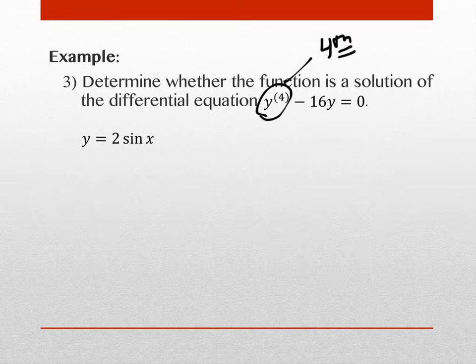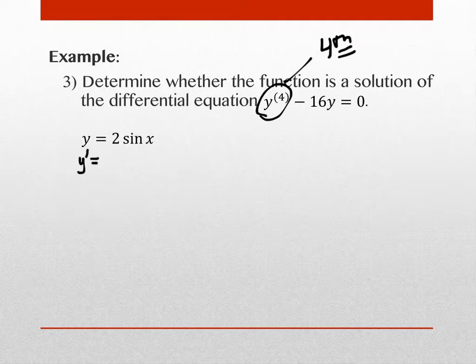Okay? So this says that I need the fourth derivative of y minus 16y to equal 0, and we're verifying or determining whether this particular function is a solution. Well, I'm going to need the fourth derivative, right? Good thing is there's no products, there's no chain rules, there's nothing. This is a very clean fourth derivative. So let's take a look.